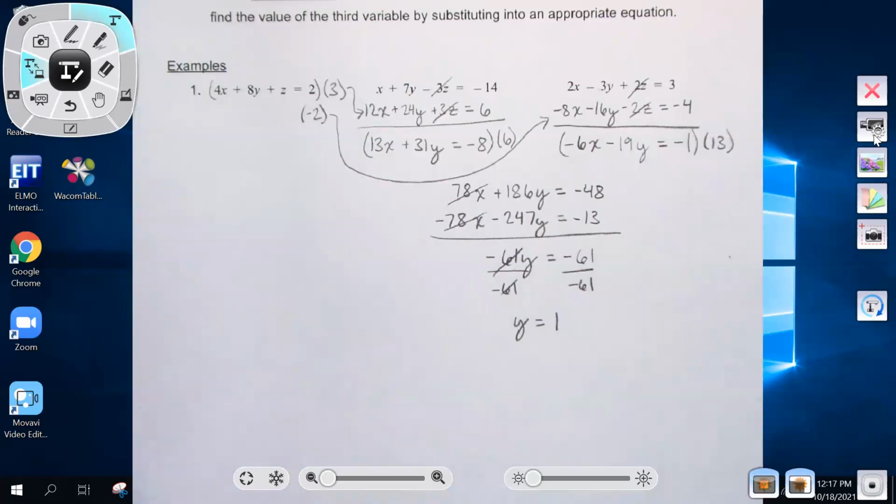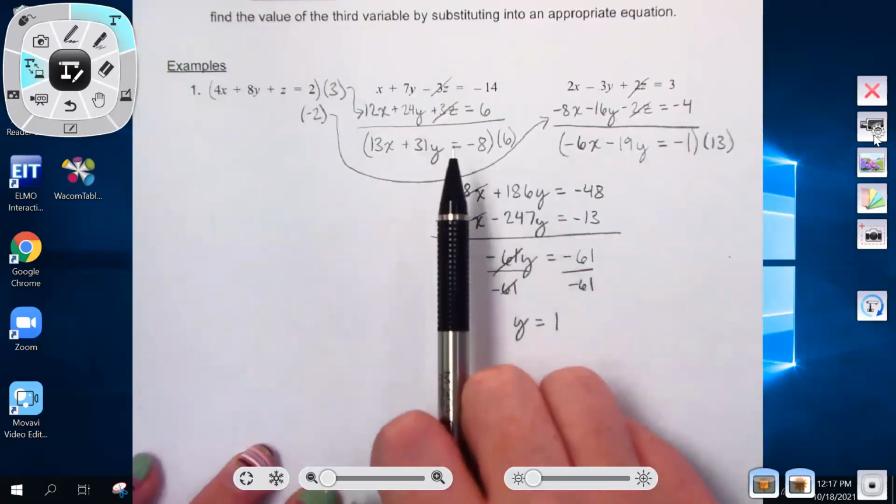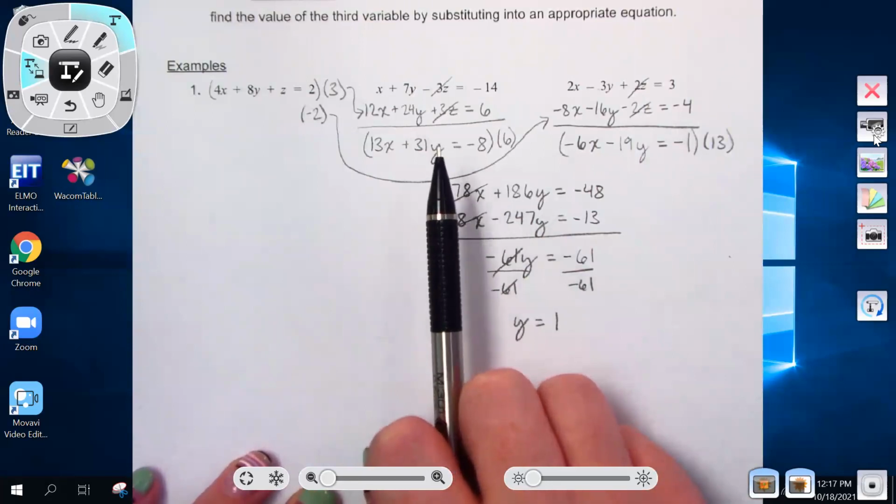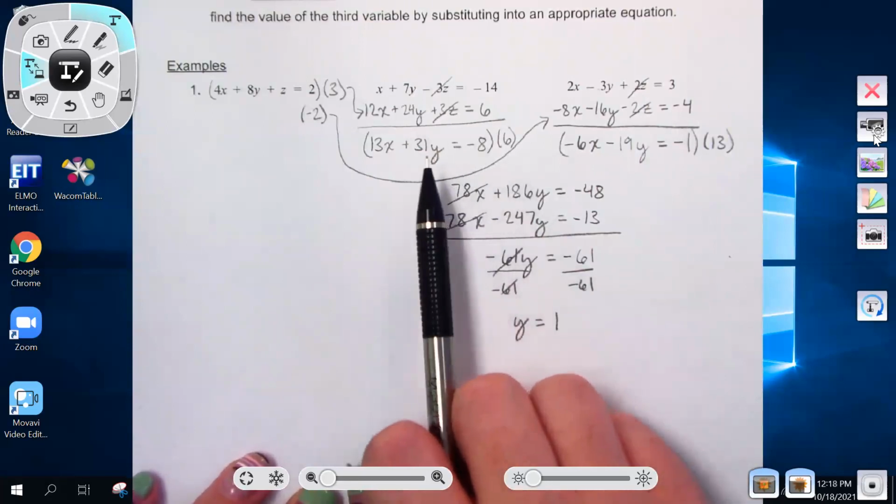I said we did the very last question. Wait, what? The very last question. Wait, you have to find X, Y. So we found Y. Y is 1.